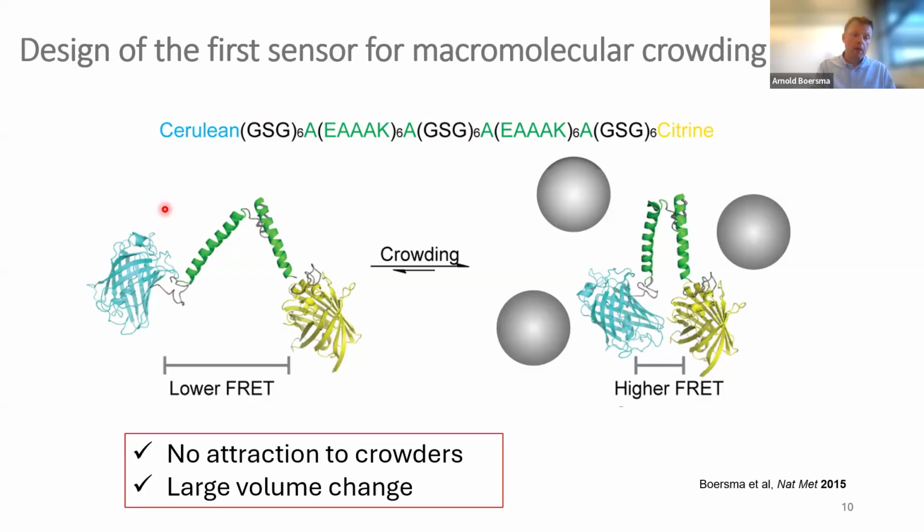The other design element is that these helices also increase the size of the sensor, because if it would just be a random coil, it would make double the size. There's only so much that you get bigger, but by taking in these rigid rods, you make the sensor much bigger, so you can get to large volume changes. So this sensor works like a charm, and it still works after having developed it so many years ago.